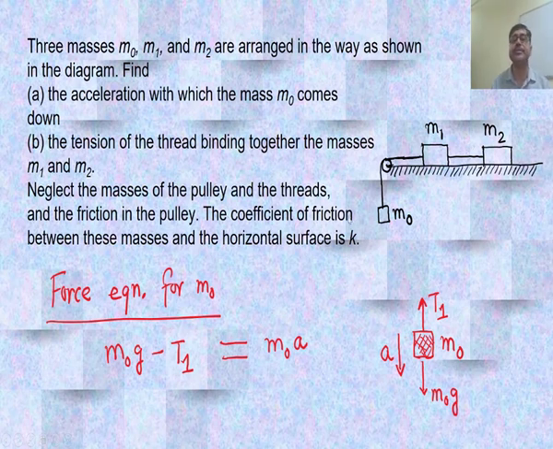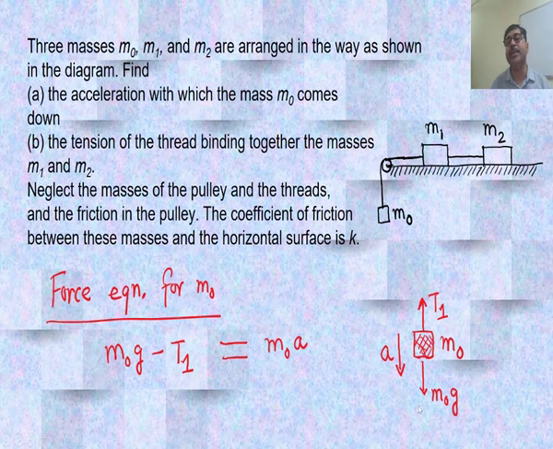Now let us consider the force equations for three different masses. First, consider the mass m0, as in the red diagram on the right side. It is feeling a force m0g, and because it is connected by a thread that is trying to pull it upward, it has a tension, which we call T1. The mass m0 is moving with an acceleration, which can be upward or downward. Let us assume it is downward. If we find it negative, then we can say that the mass is going upward with an acceleration. For the sake of argument, we call this a, the effective acceleration of the mass m0, which is downward.